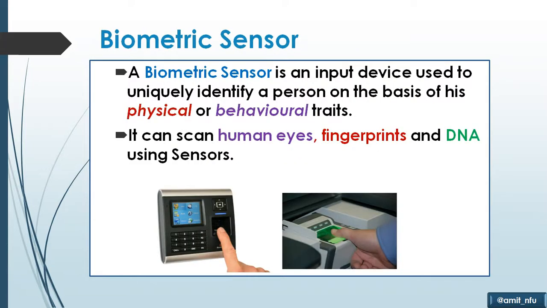Next is the biometric sensor. The biometric sensor is an input device used to uniquely identify a person on the basis of his physical and behavioral traits, most probably human eye, fingerprints, or DNA, with the help of sensors. You have seen them in ATM machines as well as to mark attendance in various organizations.